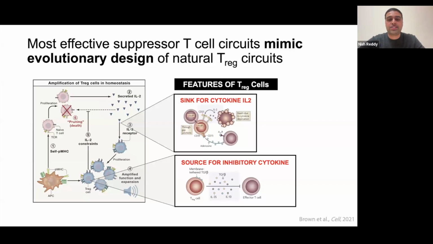So interestingly, these two factors, CD25 and TGF-beta, are actually features of natural regulatory T cells. And so our synthetic suppressor cells actually mimic some of these properties, as Tregs are known to have sinks for this pro-inflammatory cytokine IL-2, and also act as a source for these inhibitory cytokines. But we show that these two signals in these minimal circuits are still capable of inducing local immune suppression.